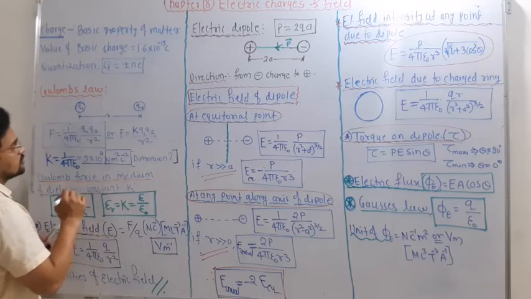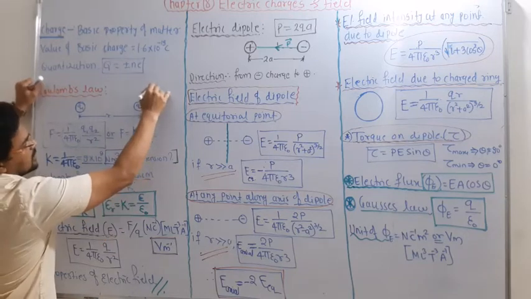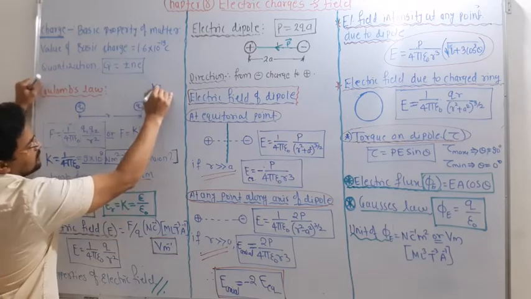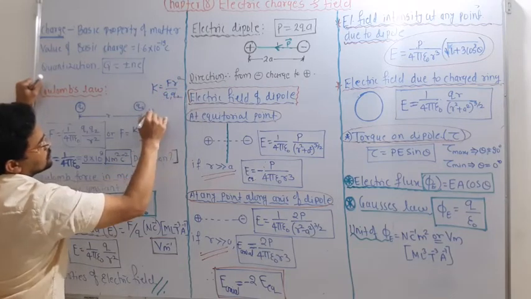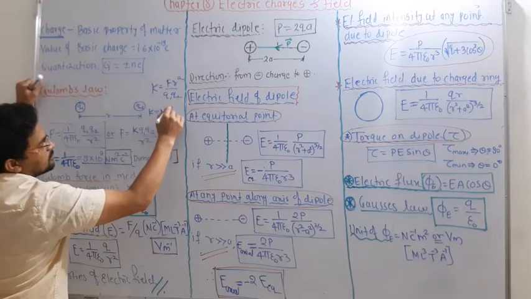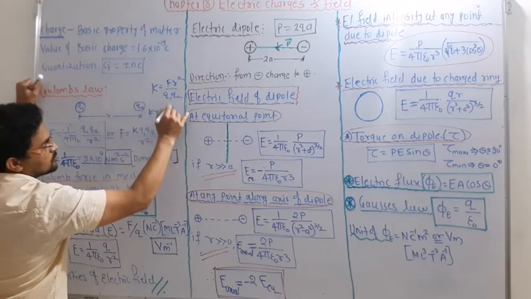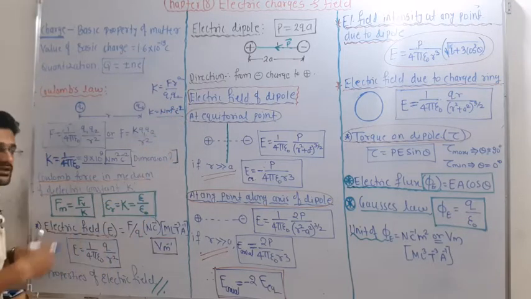So how do we get this unit? From this equation, k stays as it is, r square moves to the other side, so k equals F r square by q1 q2. F is in newton, r is distance in meter square, and coulomb square moves up as coulomb to the power minus 2. This is how you take the unit.